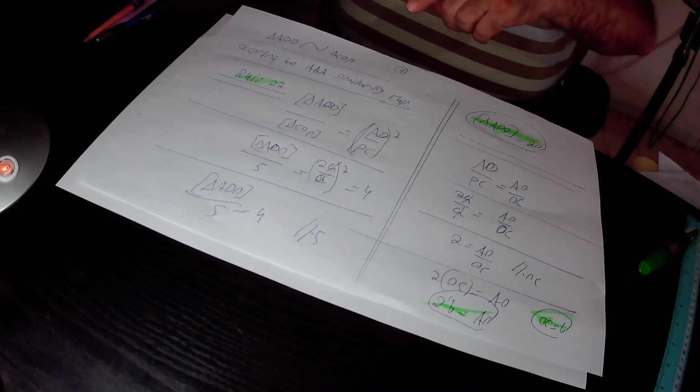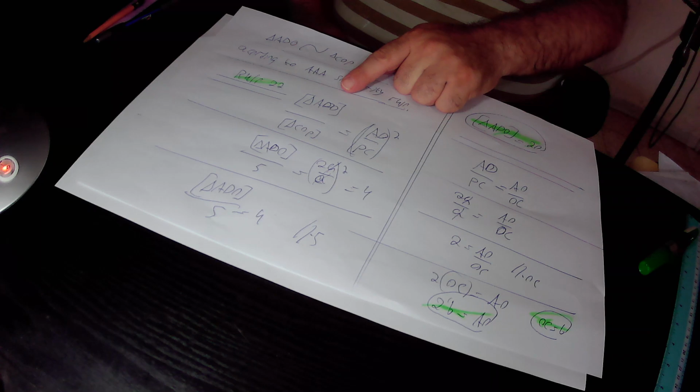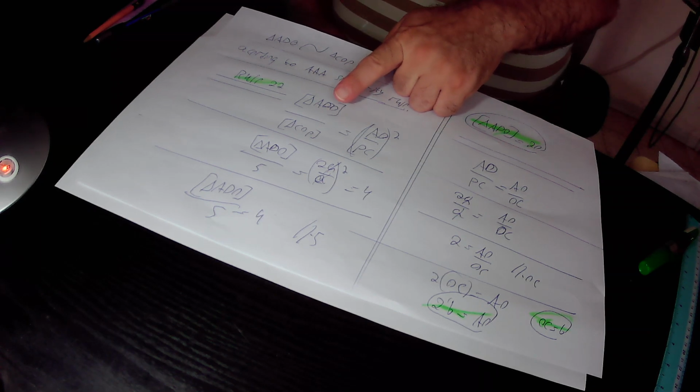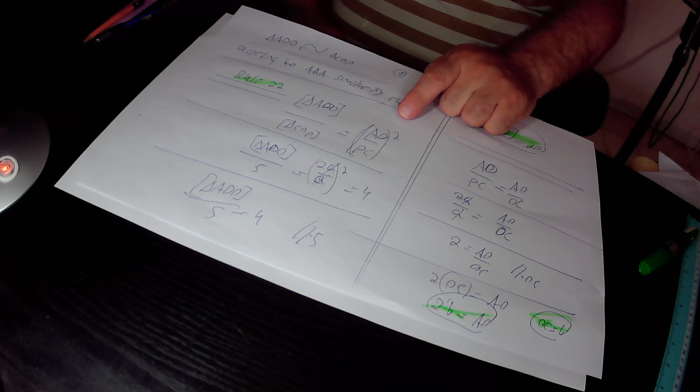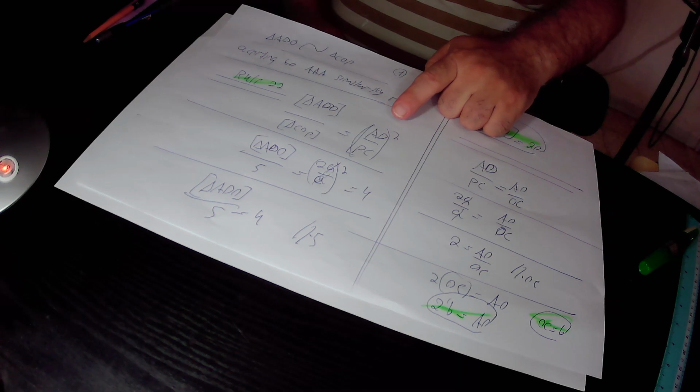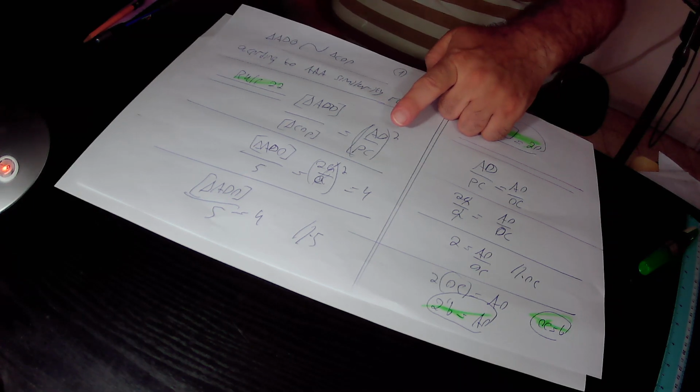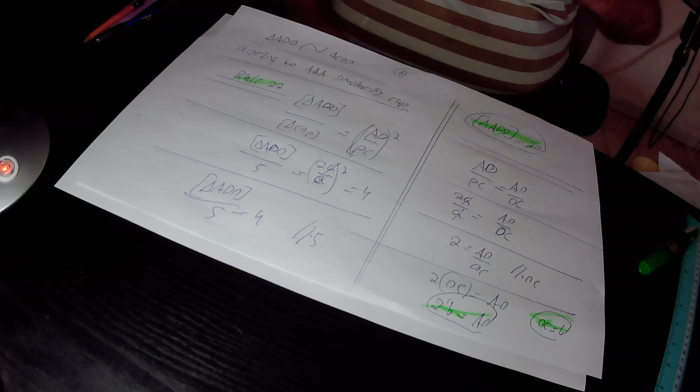So the ratio between the areas of the two triangles, that is to say, the area of triangle ADO over the area of triangle COP, equals the square of the ratio between their corresponding sides. That is to say, it is AD over PC, because AD is the corresponding side of PC, and therefore it is AD over PC squared.